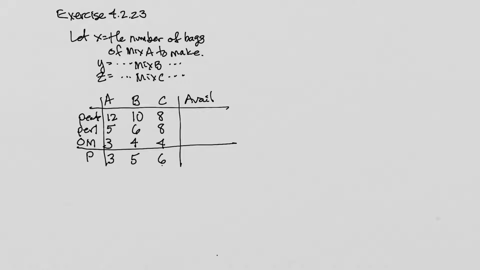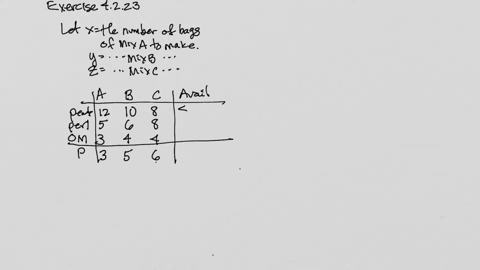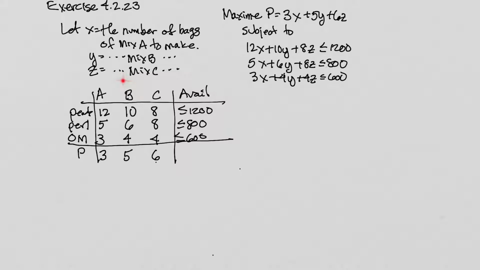Now, reading on, here's what we have available. There's 1,200 pounds of peat, so the amount of peat used has to be less than or equal to 1,200. Let's see, what do we have for perlite? That's going to be less than or equal to 800. And organic material is less than or equal to 600.